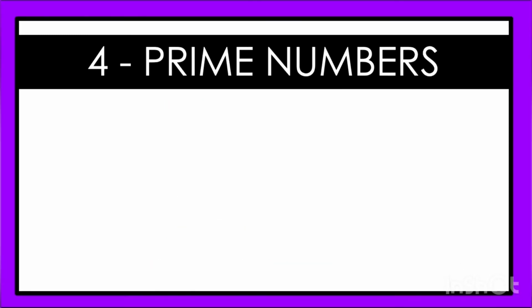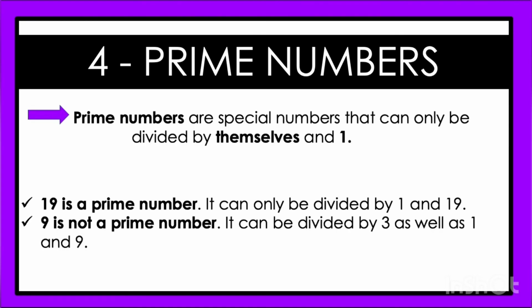And finally, prime numbers. Number 4, prime numbers. Prime numbers are special numbers that can only be divided by themselves and 1. So 19, for example, is a prime number because it can only be divided by 1 and 19. But 9 is not a prime number because 9 can be divided by 3 as well as 1 and 9.